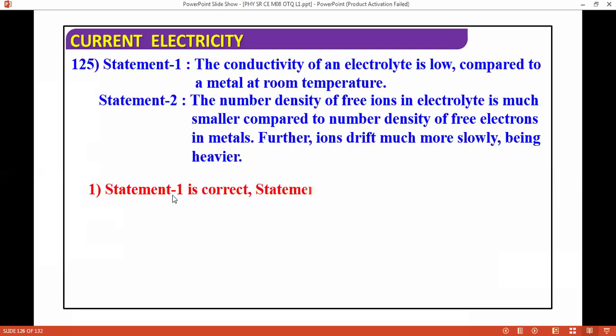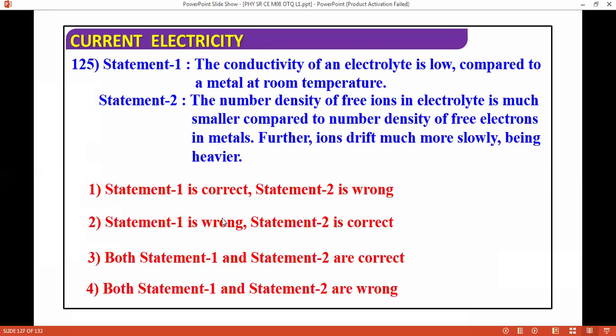The conductivity of an electrolyte is low compared to a metal at room temperature. The number density of free ions in an electrolyte is much smaller compared to the number density of free electrons in metals. Further, ions drift much more slowly, being heavier. This is a very tricky question, but you can do it. Both are correct. We are moving to the next question.